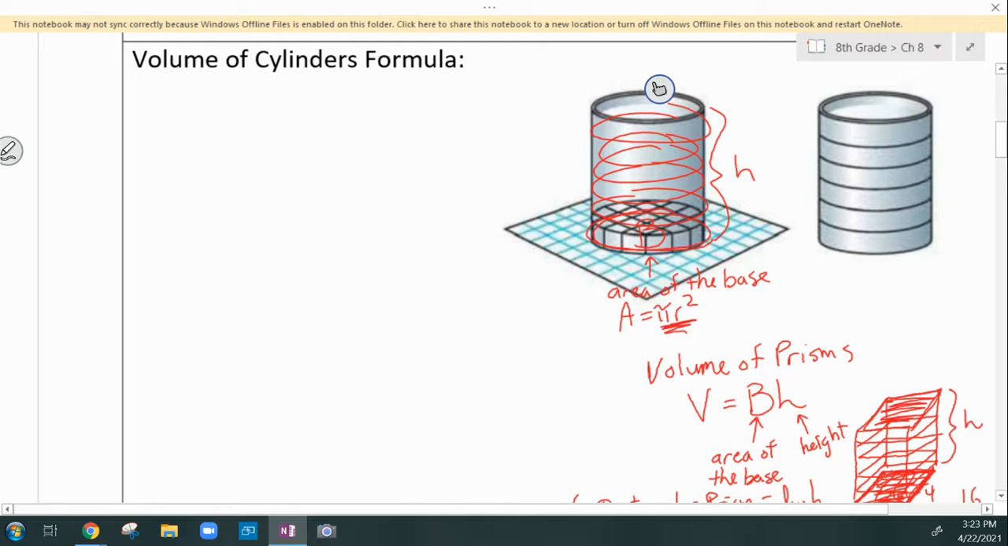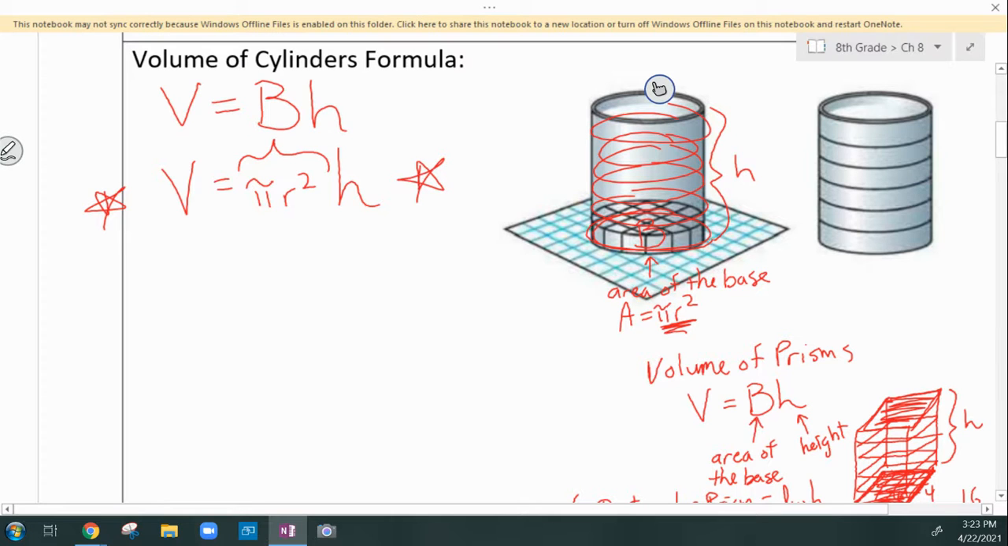All right, this is the same idea. So the volume of a cylinder, we can say, is if we can find how many cubes would fit on that base and then multiply it by how many layers, we can find the volume of any cylinder. So instead of B, remember, B represents the area of the base, and the area of these circular bases can be found with pi r squared. And then we just bring that h down. So this is our formula.